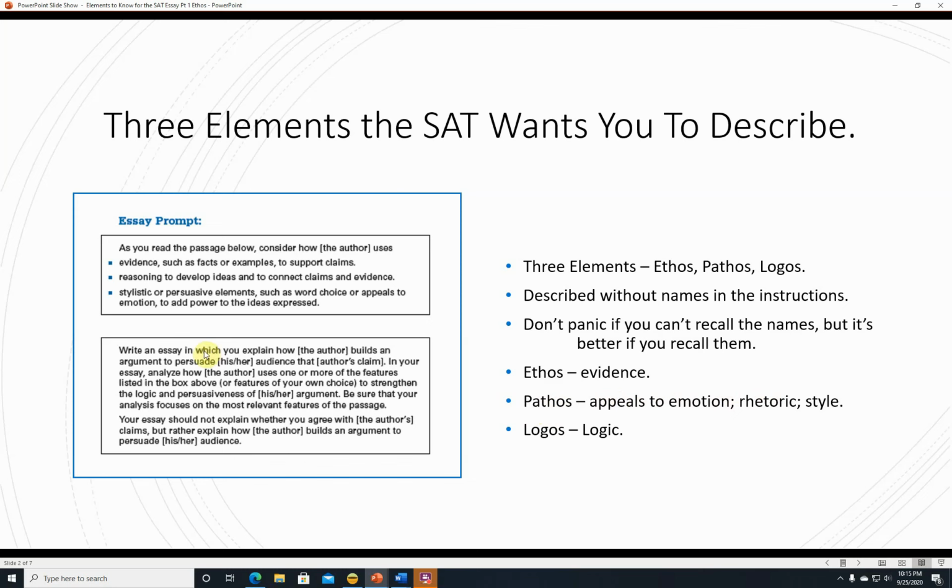So we have to write an essay in which we explain how the author built an argument to persuade his or her audience of the author's claim. You want to analyze the features, and it says, do not explain whether you agree with the author's claims, but rather explain how the author builds an argument to persuade his or her audience. So that's important. I have had a student basically just write about how much she agreed with the ACLU's position that school uniforms were a bad idea. And that was great, but it's not to say whether or not you agree with whoever wrote the passage. It's to explain how the author of the passage made his, her, their argument.